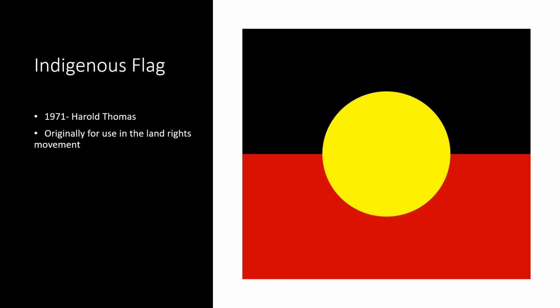Of course, one of the most enduring symbols of Indigenous rights is the Indigenous flag, the Aboriginal flag, which was designed in 1971 by Harold Thomas, who actually owns the copyright of the flag. It was originally designed for use in the land rights movement and use at the Tent Embassy in 1972.